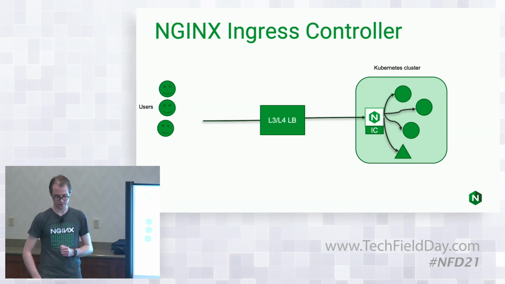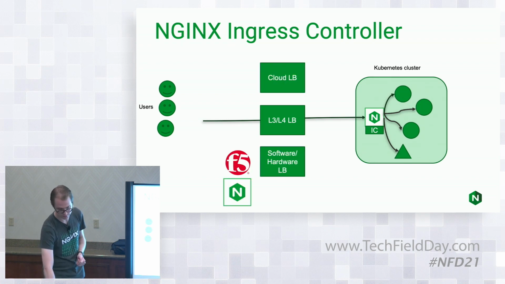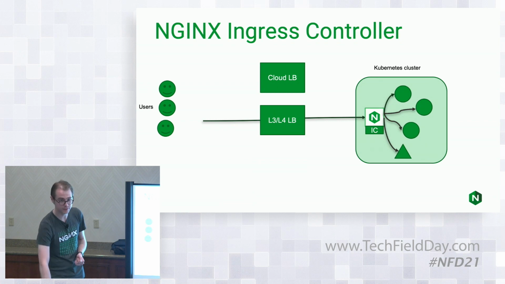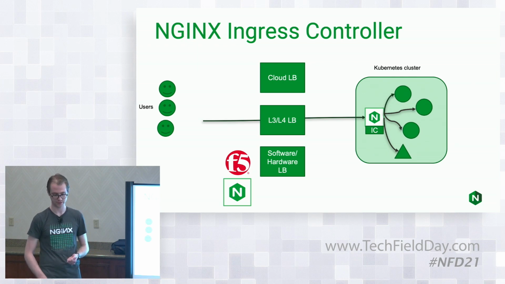So this missing step is placing a layer 3 or layer 4 load balancer outside of the cluster. In cloud environments, this could be a cloud load balancer, and in your own data centers, it is possible to use BIG-IP or even NGINX as a load balancer here.